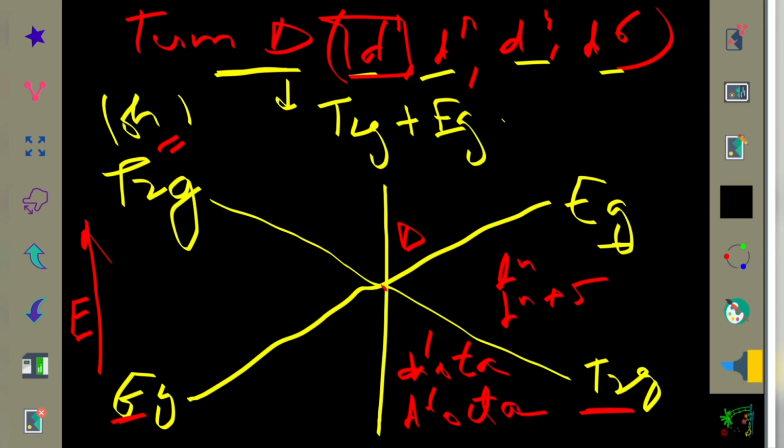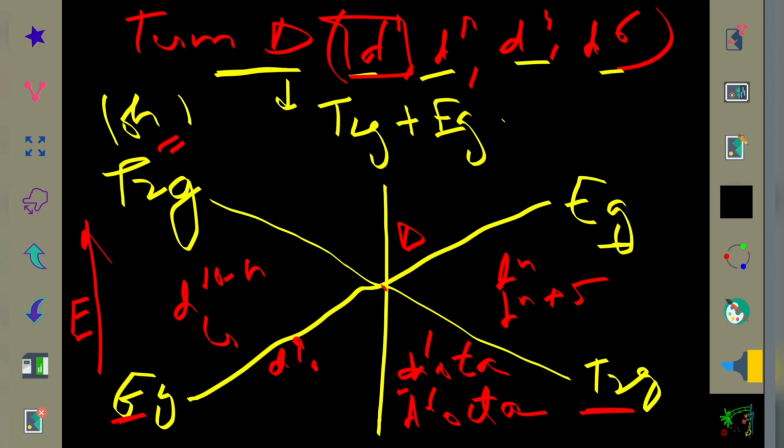Okay, and on the other side of it, it will be opposite. Here it is D1, then this side it will be D10 minus n, and it will be like D9 octahedral, and this side it will be D4 octahedral, right? Okay, this is for the octahedral.